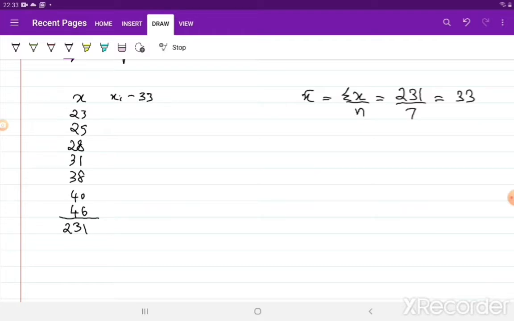So this time, remember, we are not ignoring the signs. So this is minus 10, minus 8, minus 5, minus 2, 38 minus 33 is 5, 40 minus 33 is 7, 46 minus 33 is 13.